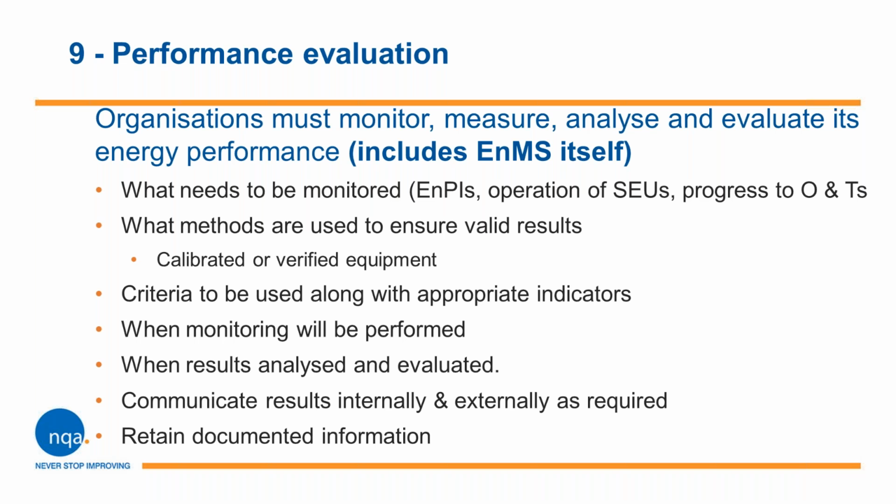If we're running a fleet of vehicles, do we monitor literally just how much diesel is put in the vehicles? Do we measure fuel consumption? Do we measure fuel consumption against individual drivers, etc., etc.? What are we going to actually use to carry out this? And what are the indicators? Miles per gallon is an EnPI because it's an amount of fuel against another variable. So miles per gallon is a very good EnPI. When are we going to carry out this monitoring? How often do we need to do it? How are we going to analyze the results? And then do we need to, if yes we do, I guess, communicate the results internally and retain documented information.